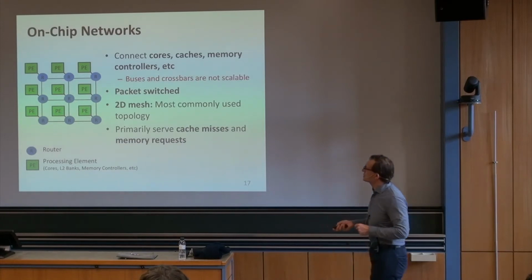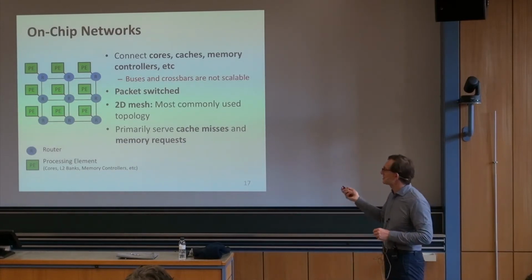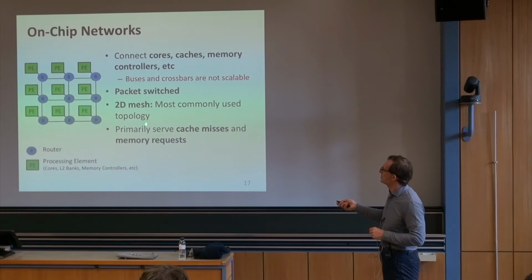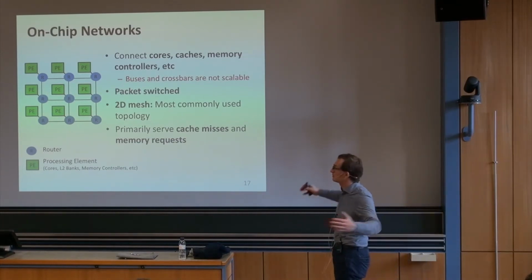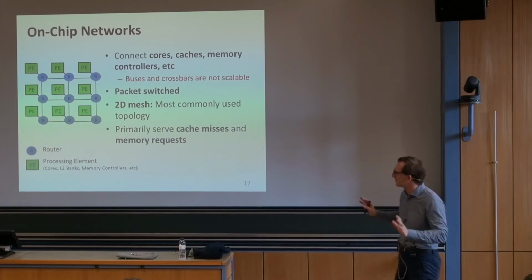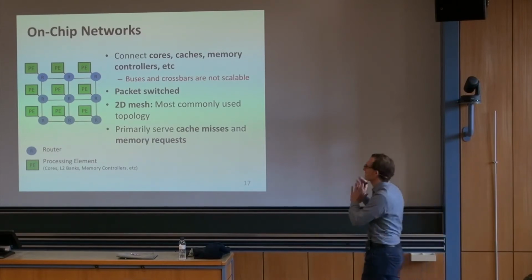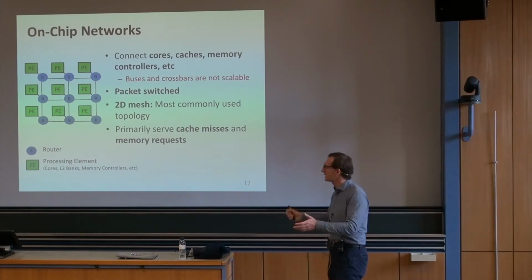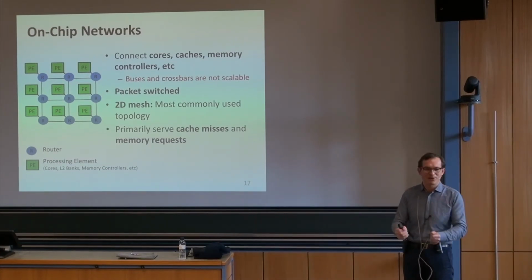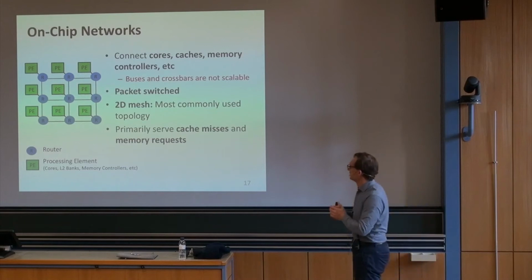Usually they're packet switched, but you could have circuit switching mechanisms. And two-dimensional mesh has been the most commonly used topology, especially in the scalable prototypes. This doesn't mean it's not necessarily a good topology. It's easy to do, right? It's easy to lay out, and you can imagine why. It looks like this. It's very regular. You basically stamp out a bunch of tiles.